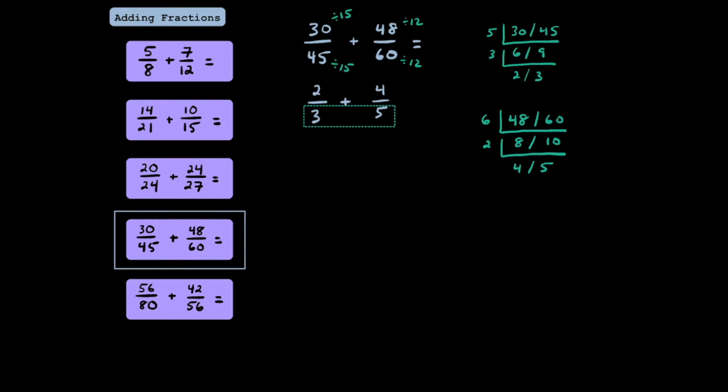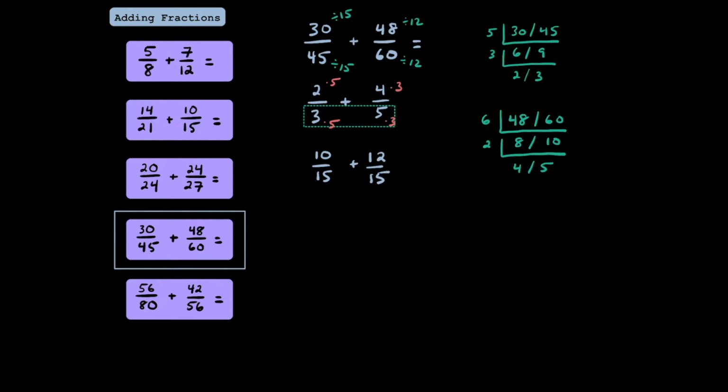Please note that 3 and 5 aren't the same denominator. Since they're relatively prime, we could actually just multiply them by the other denominator to get the common denominator. 3 times 5 and 5 times 3. When denominators are relatively prime, multiplying them by each other will always get you the LCD. 2/3 is equivalent to 10/15, and 4/5 is going to be equivalent to 12/15.